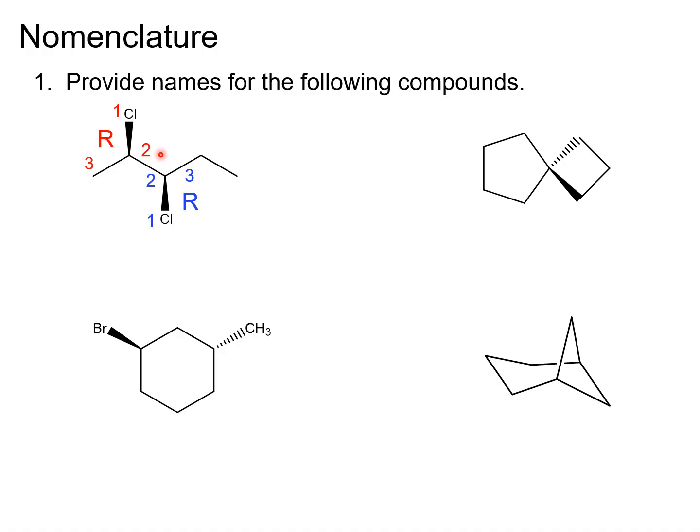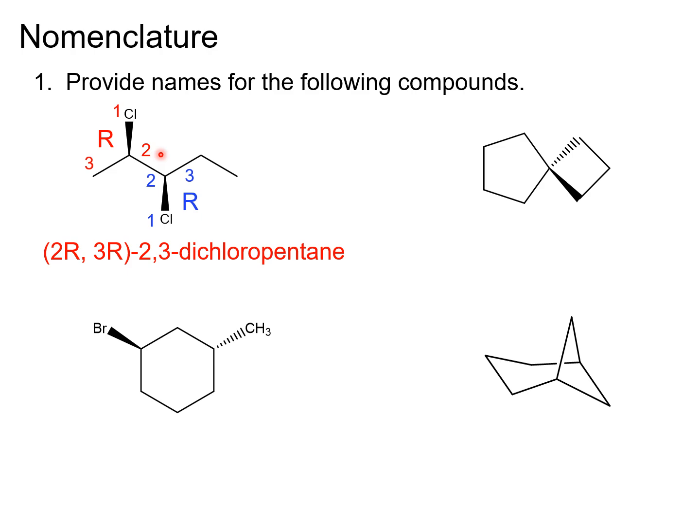Now I need to use my old alkane nomenclature rules. So I have a chlorine on position 2, a chlorine on position 3. I have the 2 position being R, the 3 position being R. If I put that all together, brackets, 2R, 3R. Here's my dash, 2, 3, dichloropentane.